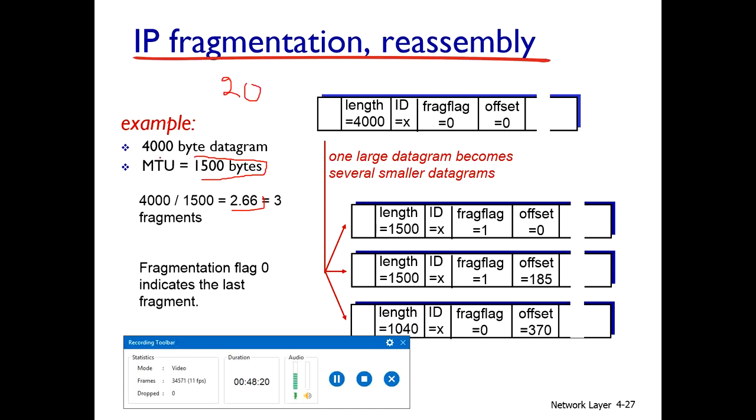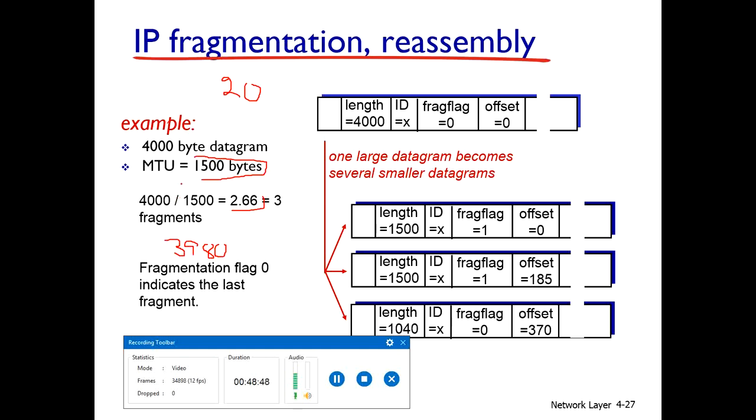So out of 4000 bytes, it is only 3980 bytes which contain the user data. The rest 20 bytes is the IP header. So the user data is 3980 bytes. It arrives at a router and it must be forwarded to a link with an MTU of 1500 bytes. So that means this has to be broken down, right?